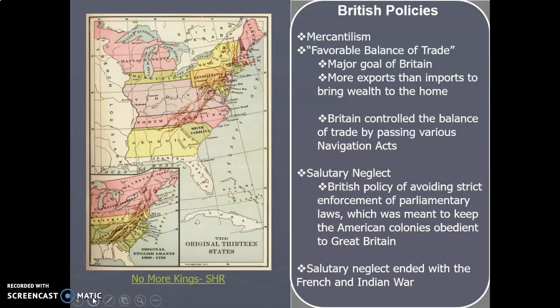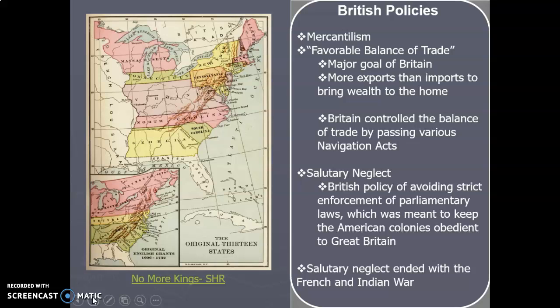Britain controlled the balance of trade by passing various navigation acts over the years. Go look some of those up. You'll see that they're very one-sided, and you'll say, hey, that's not fair. Correct. But they passed them really from like the 1650s to 1760s. So salutary neglect, put a big star by it. You need to know it.